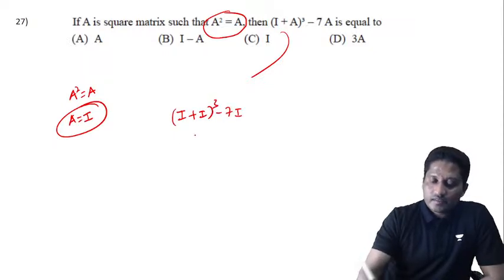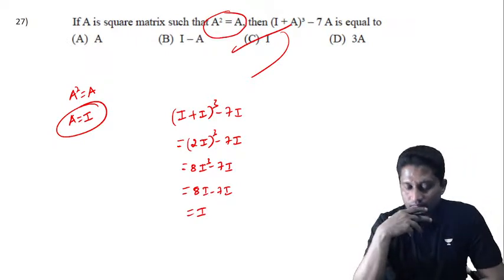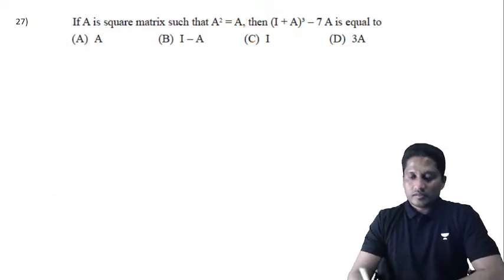minus 7I, that is the 2I the whole cube minus 7I, 8I cube minus 7I. So this is 8I minus 7I, which is equal to I. Answer is option C. Right? Or you can use the A plus B whole cube formula.